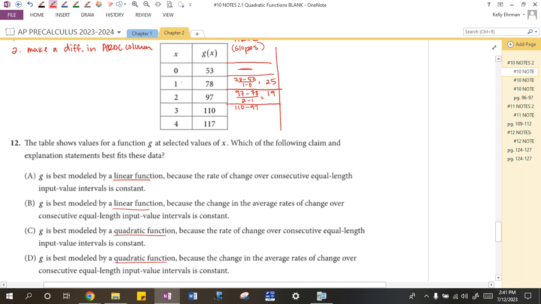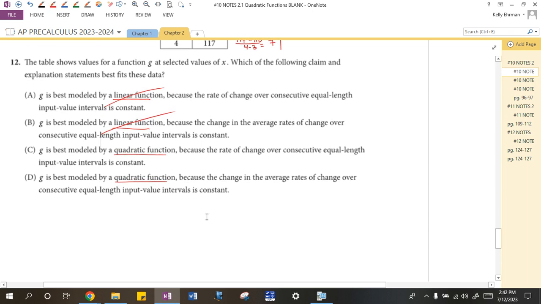110 minus 97 over 3 minus 2. 110 minus 97 is what? 13, right? Then 117 minus 110 over 4 minus 3 is 7. So these are not the same slope. It's not linear.